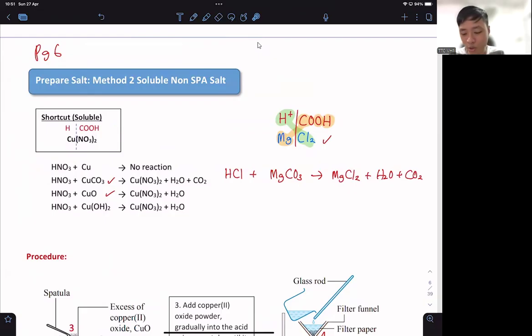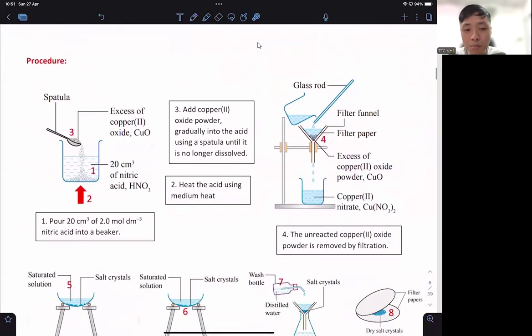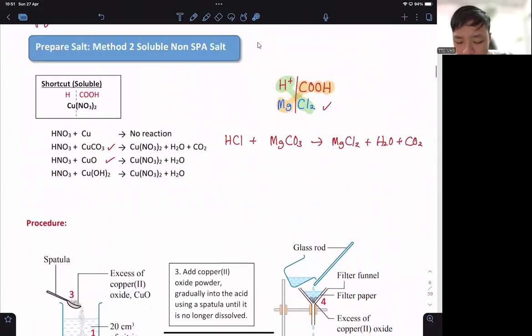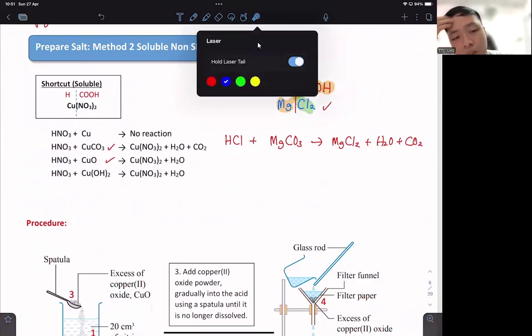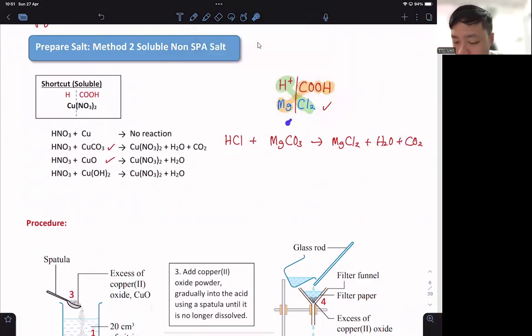But the procedure is like this. You pour 20 cm cube of 2.0 mol per liter nitric acid. If you prepare nitrate, normally you use nitric acid. If you prepare chloride, normally you use hydrochloric acid. If you prepare sulfate, let's say magnesium sulfate, then you use sulfuric acid, the H2SO4. Just a bit of a trick.